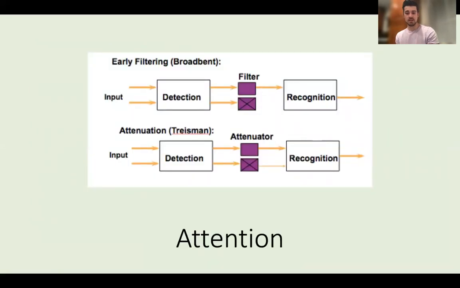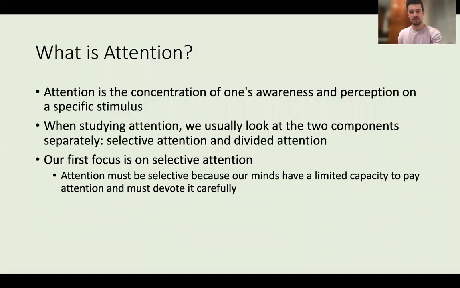Okay, this is the last part of the lesson. We're going to talk a little bit about attention, and we're going to focus on Donald Broadbent and Treisman and their models of selective attention.